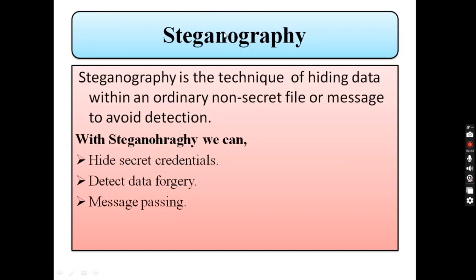So next we have is steganography. Steganography is the technique of hiding data within an ordinary non-secret file or message to avoid detection. So here in steganography, we are going to conceal the information inside some file. So the information can be any text, audio, video. So we are going to conceal that information into another file. With steganography, we can hide secret credentials, detect data forgery, message passing. So this steganography can be used to transfer or transmit confidential information.